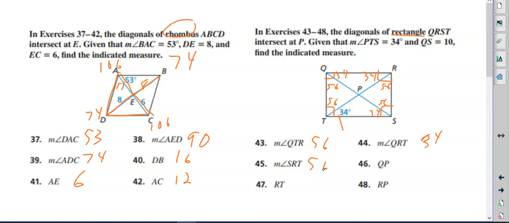QP, well, we don't have any numbers right now, but we know QS is 10, so QP is 5, and PS is 5. RT is 10 because diagonals are congruent, and RP is going to be half of that at 5.